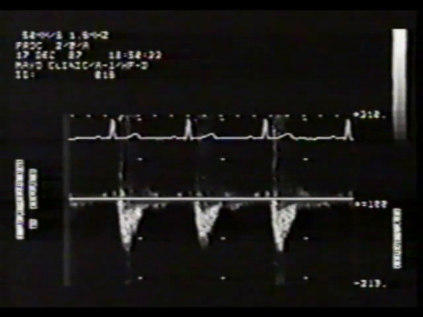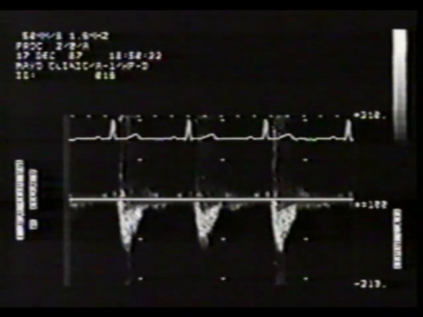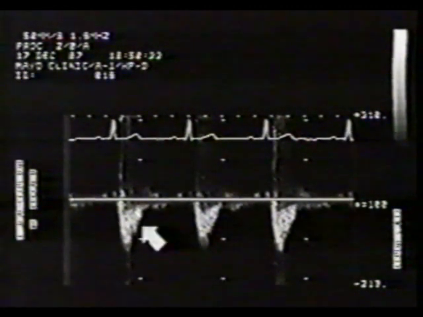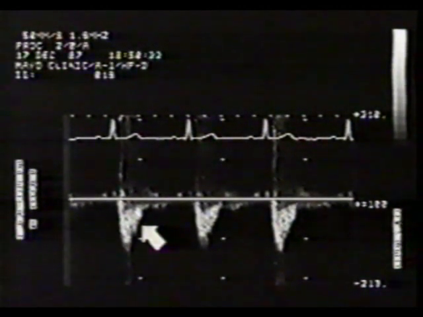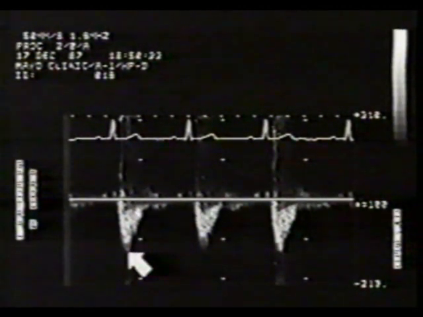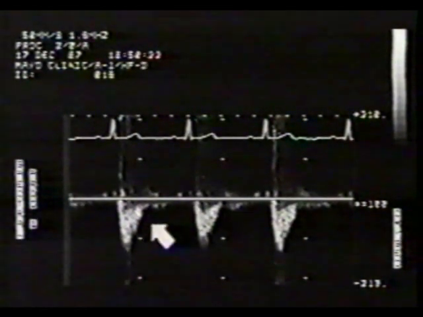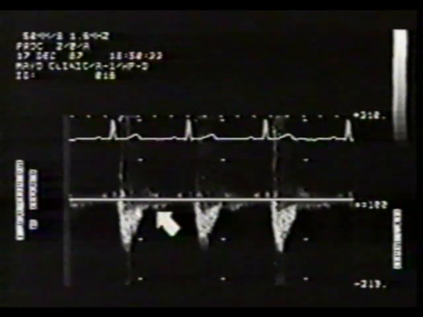The transducer in the suprasternal notch has been angulated to the patient's left and posteriorly, and a continuous wave signal is developed from the descending aorta. The systolic peak is 1.2 meters per second, and the diastolic velocity is 0.2 meters per second.